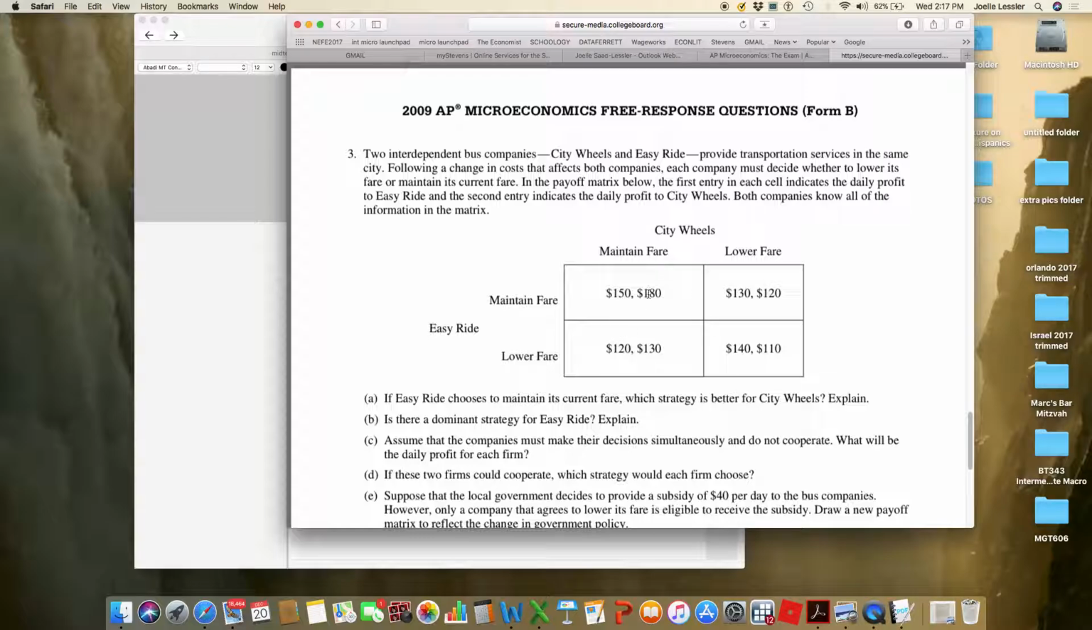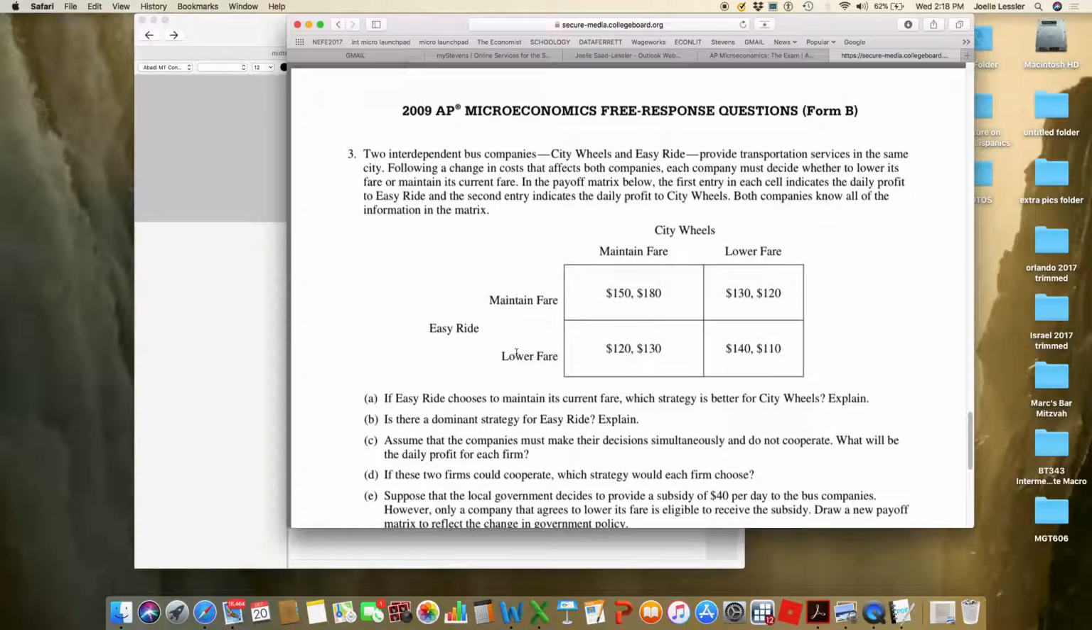That's not always the case, by the way, right? In many games, what you have is that the cooperative equilibrium, or in other words, if they cooperate and choose the highest monopoly profits, the highest combined profit, you end up with a different outcome than the Nash equilibrium. But that's only achievable if you cooperate.